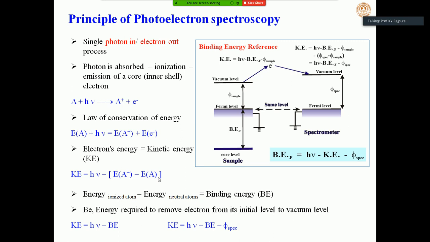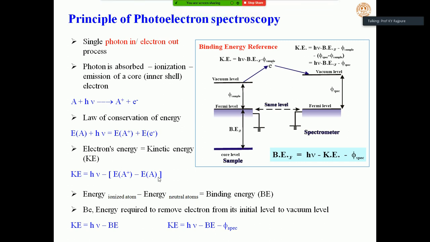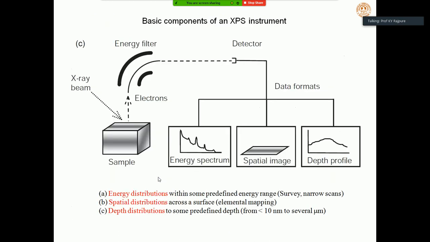So you have to measure the kinetic energy. Now if you measure the number of electrons falling per unit area per unit time of that energy, that will be the intensity, and that will give you the chemical composition. So you can have both kinds of analysis, qualitative and quantitative, with the help of XPS.